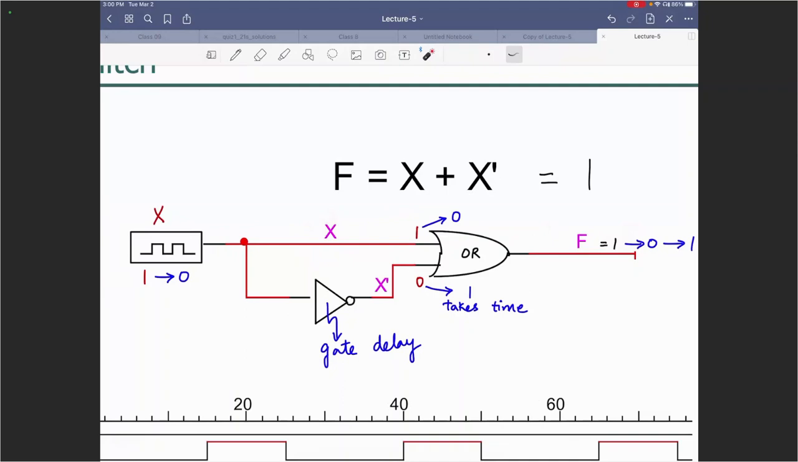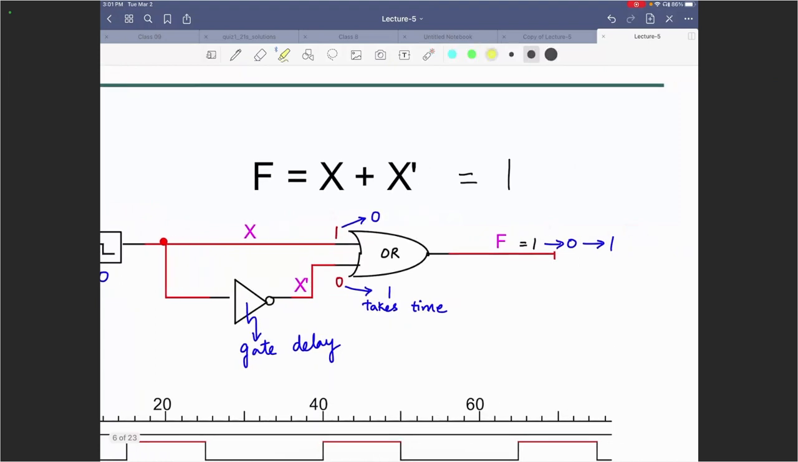Wouldn't that only be the case if the propagation delay was the same as the buffer? Yes. Yep. The buffer's propagation delay has to exactly match the NOT gate propagation delay. Only then it will fix it. But that is one way to fix it. But the problem is, how many such cases am I going to try to fix using buffers? It might get out of my hand very quickly. Instead, there is another way of fixing such problems. We'll take a look at that.